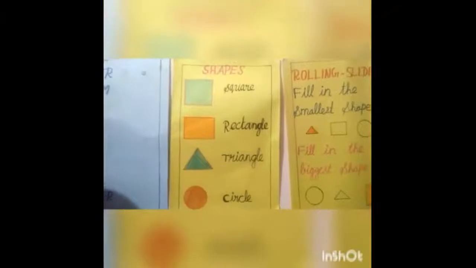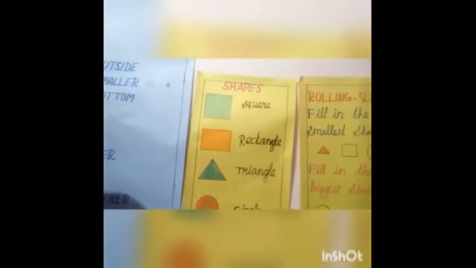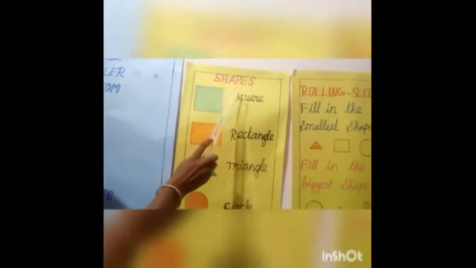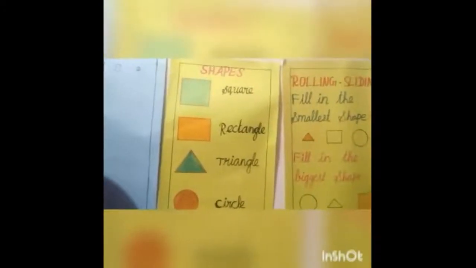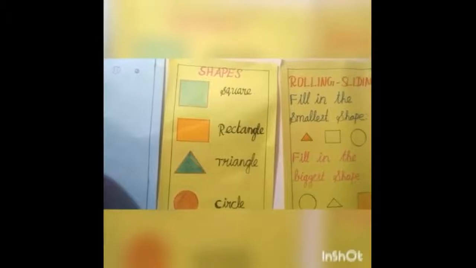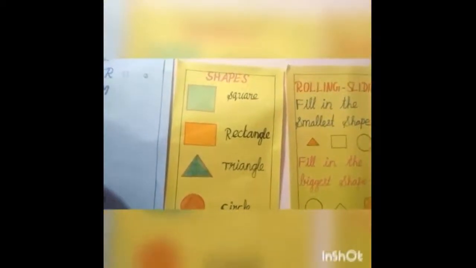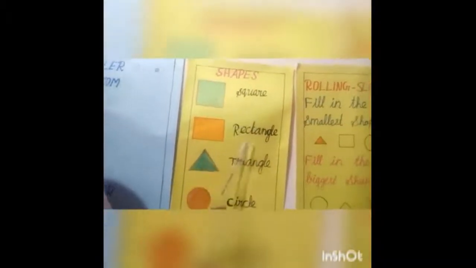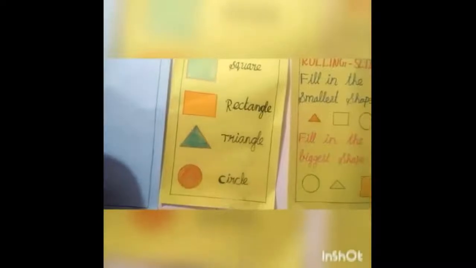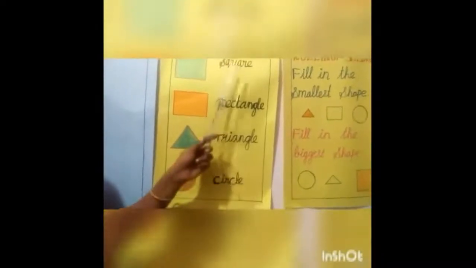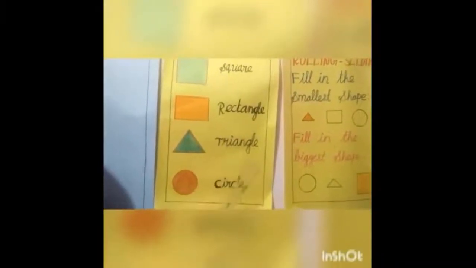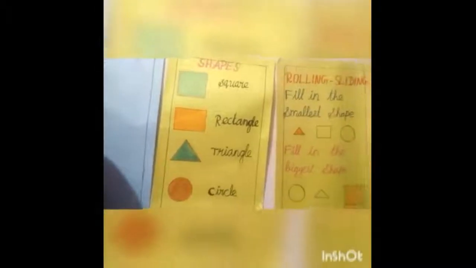Do you understand? Okay. Children, next we are going to see shapes. What is that? Shapes. Shapes around us. You all see many shapes in your house. Today we are going to see four shapes here. First one is square, rectangle, triangle, circle. What is that? Square, rectangle, triangle, circle.